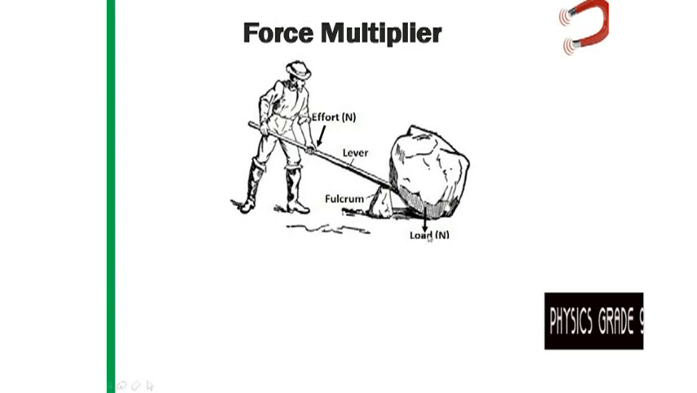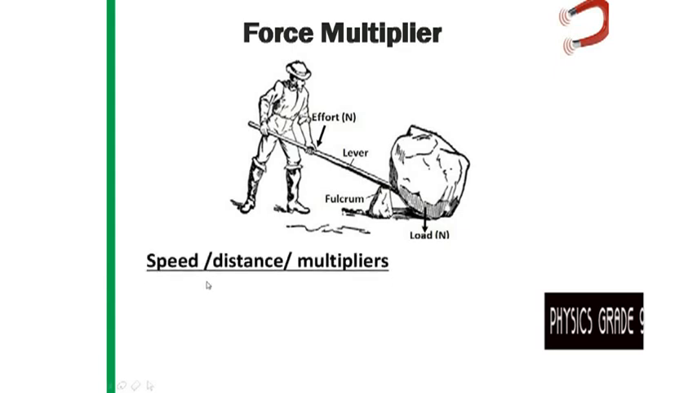So the load now is going to be much, much larger when you apply a smaller effort and a larger effort distance compared to a larger load and a smaller load distance. So in other words, this device, this lever, is actually multiplying the force. So that way, you can apply a small amount of force, and that will then produce a larger amount of force in order to lift the object.